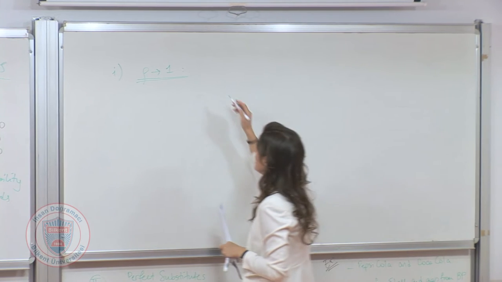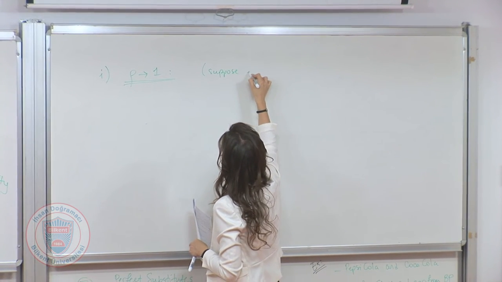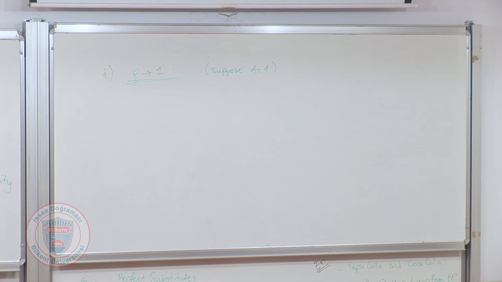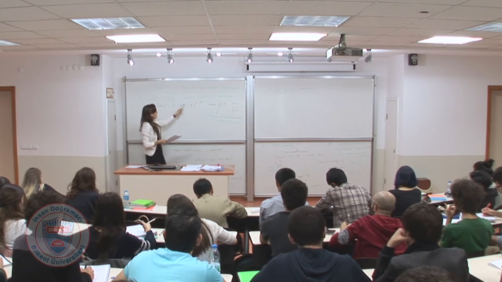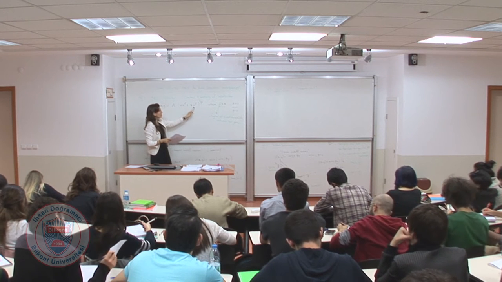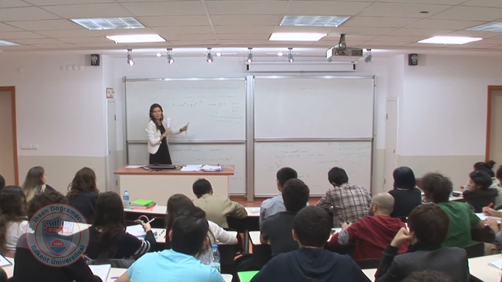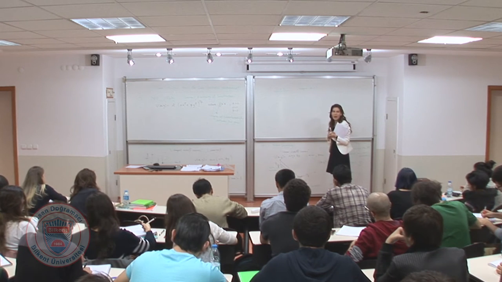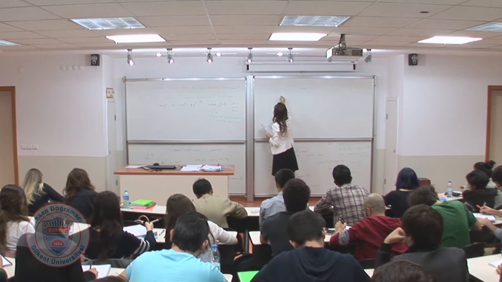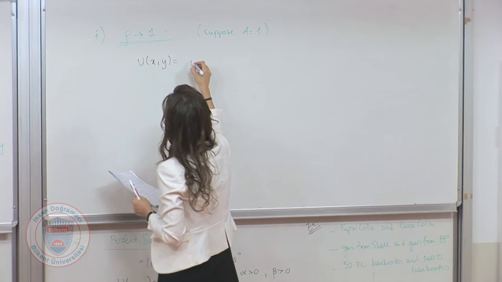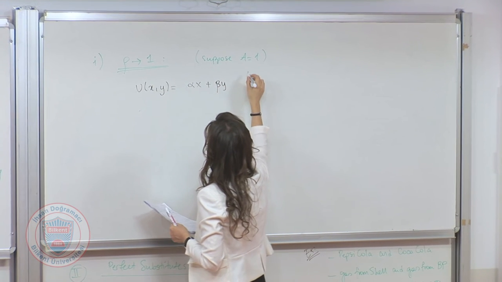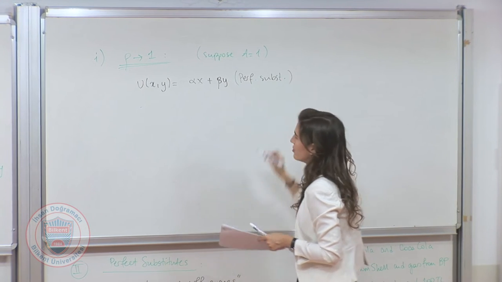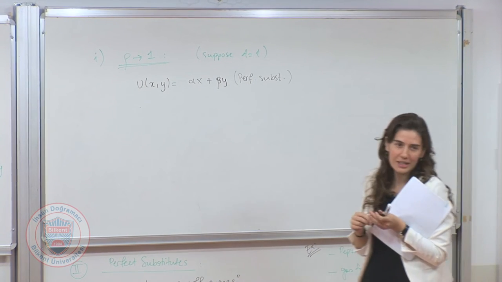Suppose A is equal to 1. When rho goes to 1, what's happening here? This goes to x, and this is y. It becomes, as you said, hocam, exactly this, right? So it's going to be perfect substitutes. So this is going to be alpha x plus beta y, right? So this will correspond to the case of perfect substitutes. So this was the easy one, okay?